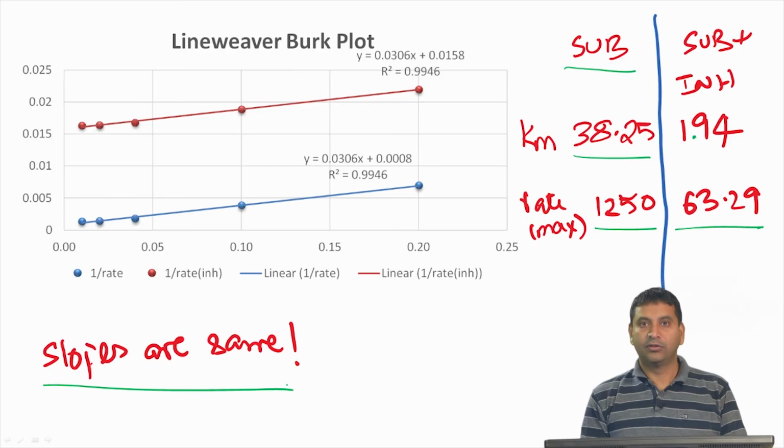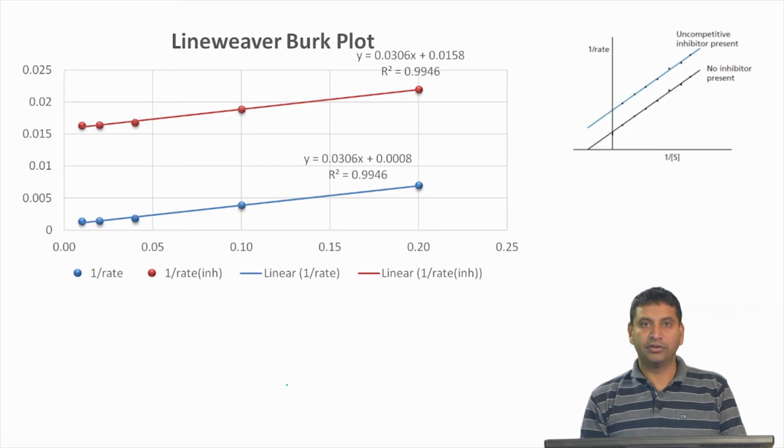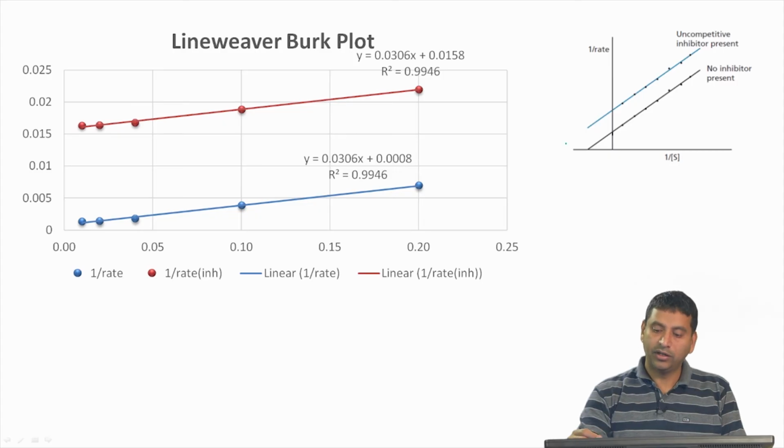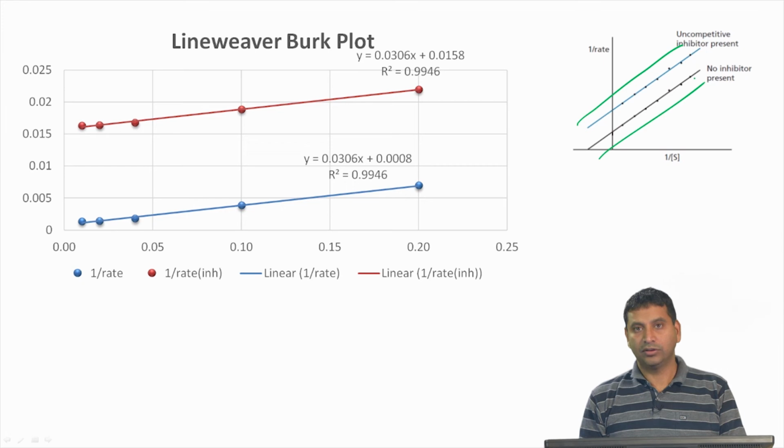And so, let us go back and look at what kind of inhibition this is. If you have an uncompetitive inhibitor present, then you would get this kind of a situation where the two slopes are the same, and that is how this uncompetitive inhibition is understood. So, based on the Lineweaver-Burk plot, we are able to figure out that this mechanism of inhibition is an uncompetitive mode of inhibition.